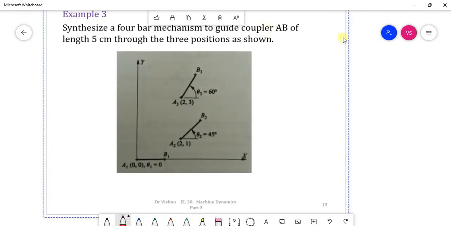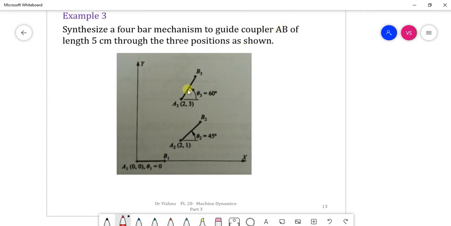The question says a coupler AB, that is A1B1, A2B2, A3B3, all are the same length, which is 5 centimeters. So this is the first position of the coupler, 0, 0, theta equal to 0. Here the coupler is in this position, 2, 1, angle of theta 2 is 45, and 2, 3, angle of theta 3 will be 60.